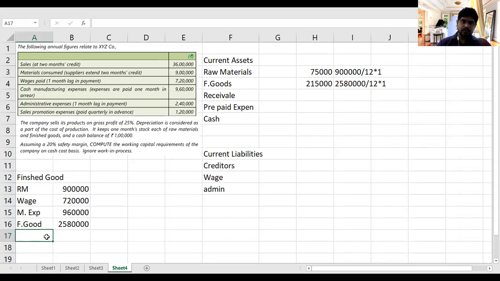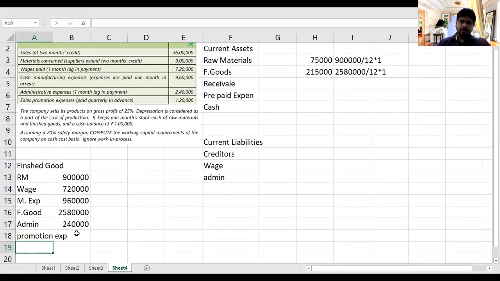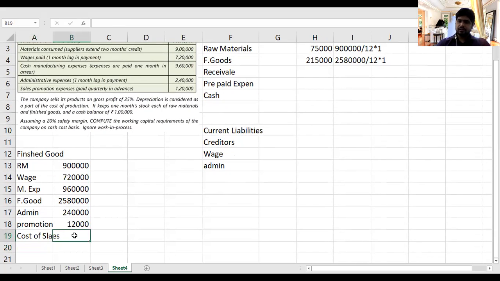this one, admin expenses. Admin expenses, how much? 240,000, and sales promotion expenses. Promotion expenses, right? How much? 120,000. Then we will get a cost of sales. Right, cost of sales, then how much?